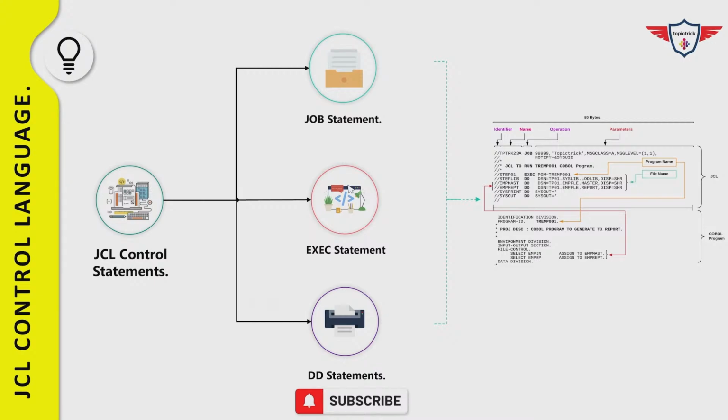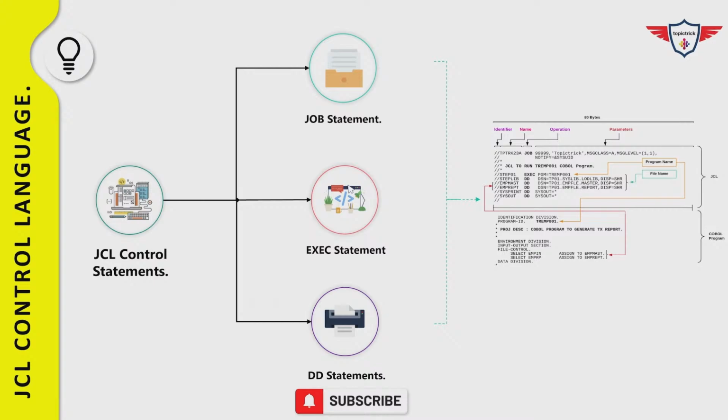Now the question is, do you really need to include all three types of control statements in a JCL? Well, the answer is no. You should always remember that every job must contain a minimum of the following two types of control statements. First one is the job card to specify the job specific information, and second one is the execute statement to provide the name of the program or the utility that you want to invoke with the help of a JCL.